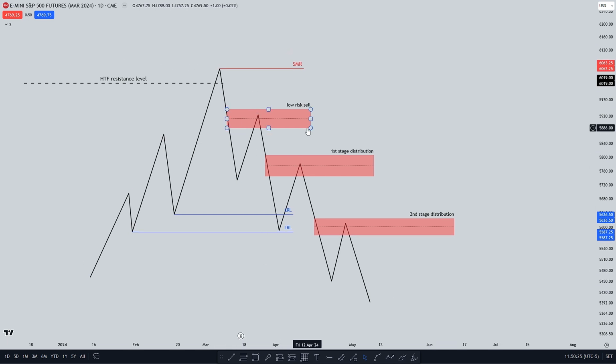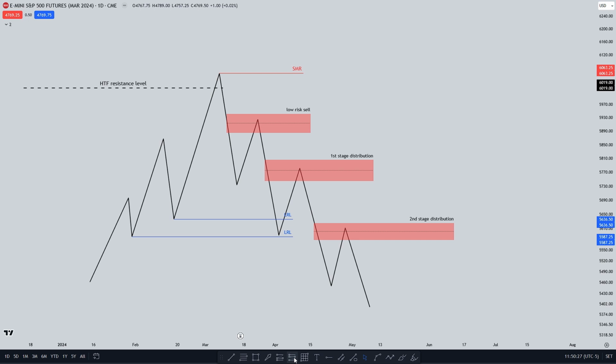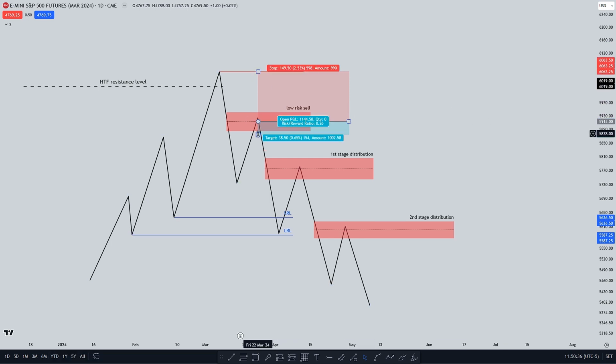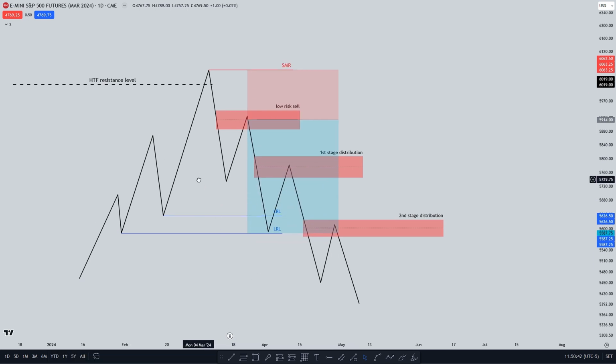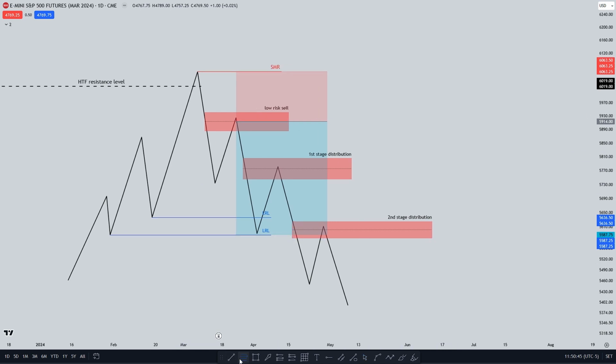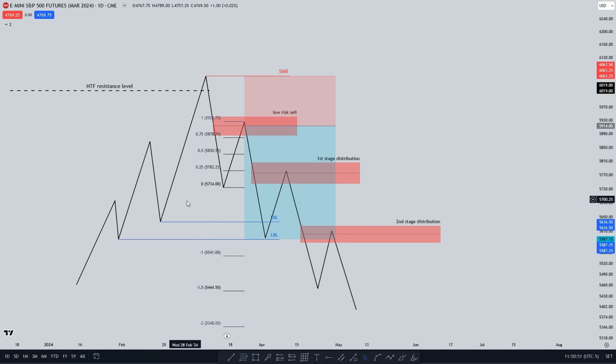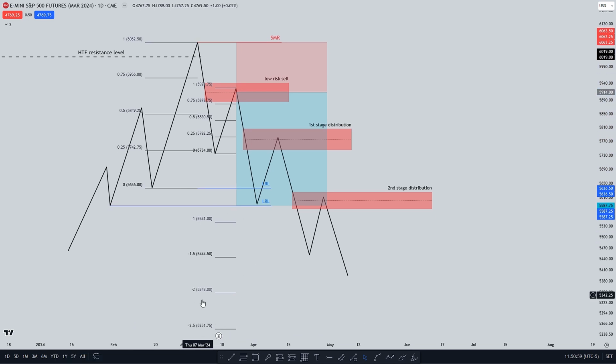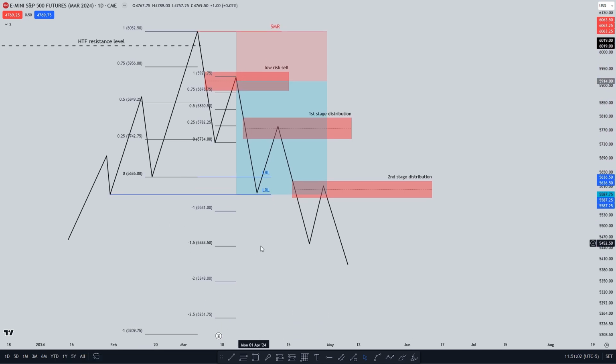But when we create this market maker sell model, you could take a trade entry, let's say at the low risk sell, put your stop loss up at the Smart Money Reversal, and then target the low resistance liquidity. You could also use standard deviations from the move up to the low risk sell or the move up to the Smart Money Reversal, and then target the -2 to -2.5 range. And at the -1 to -1.5 range, you want to see a retracement.